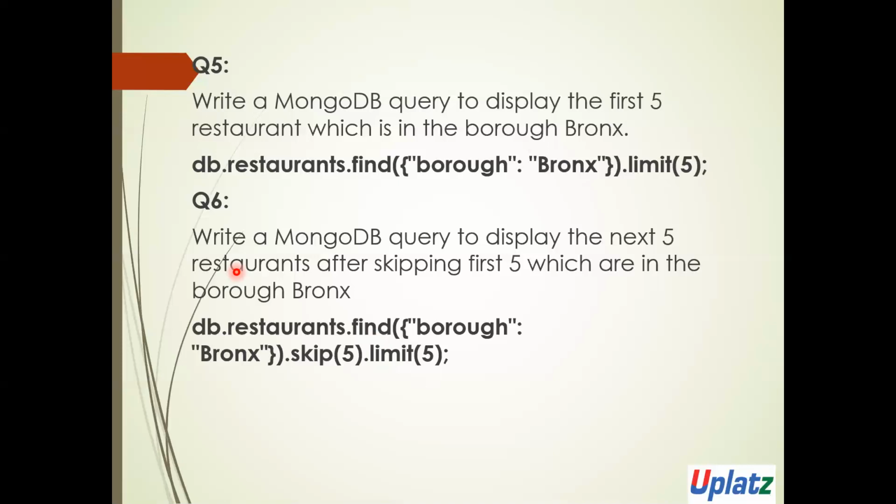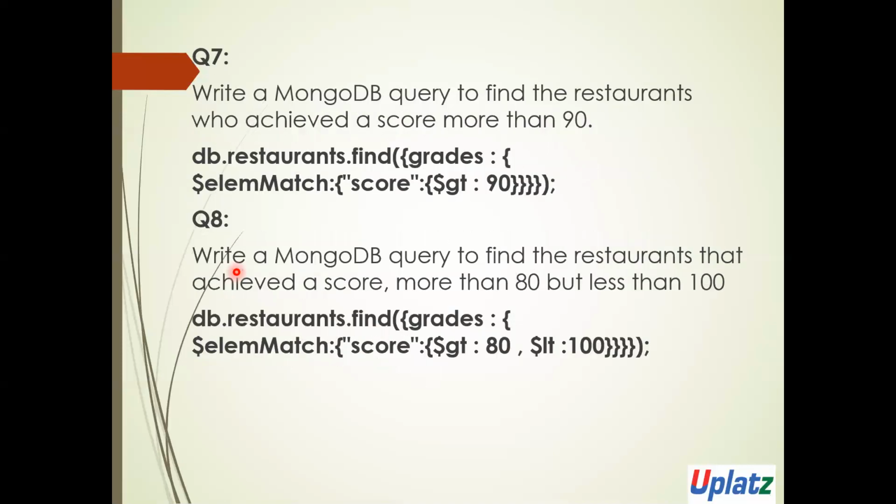So next is, write a MongoDB query to find the restaurant which achieved a score more than 90. So here I am going to use the element match operator, because this is an embedded thing in my document: grade, and inside the grade my score and other fields are embedded. So I am using element match and getting the score which is greater than 90.